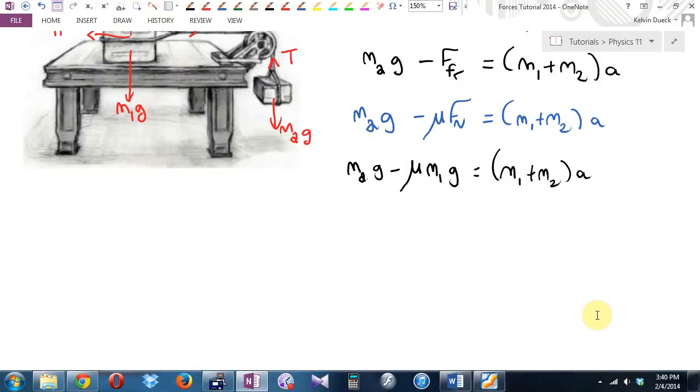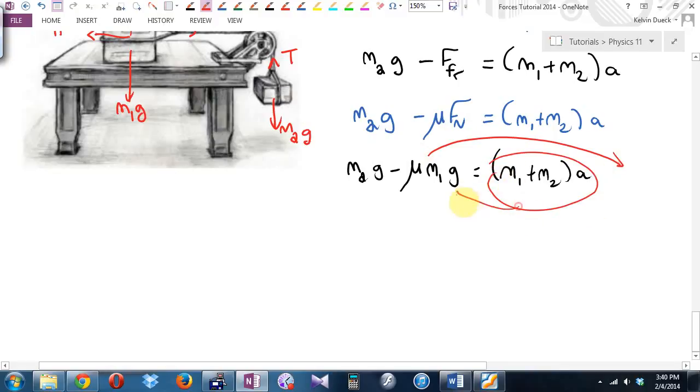This is where, to get the mu by itself, you've got several options. But to get rid of the negative, I'm going to plus that there. At the same time, I'm going to minus this whole thing here. I'm going to get this: M2G minus bracket M1 plus M2A equals, I'm getting there, equals mu M1G.